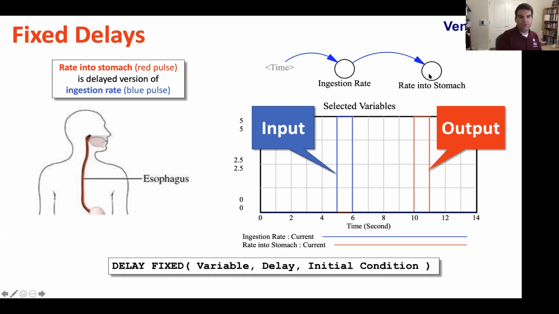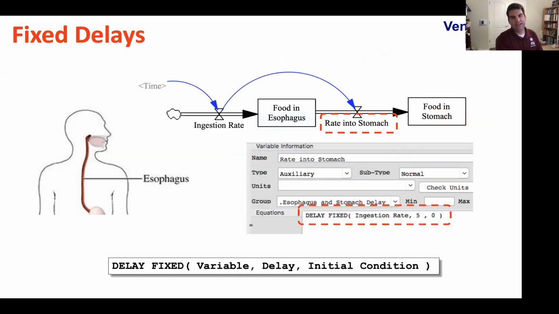And so how can we use this? There's just a 5-second delay there. What we can do is draw a more complicated stock and flow diagram where we have two stocks. The food in the esophagus is the amount of food that's sitting in the esophagus as it's traveling down the esophagus.